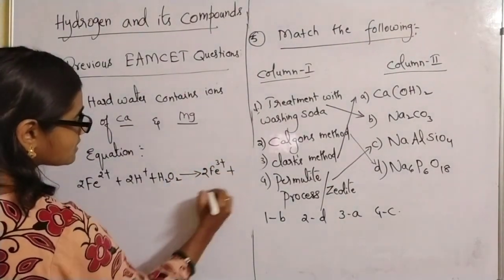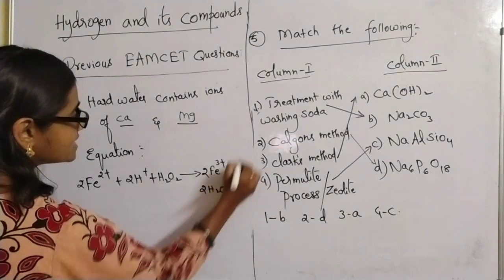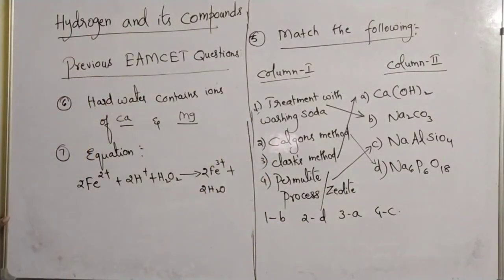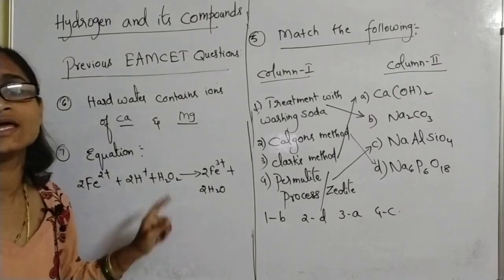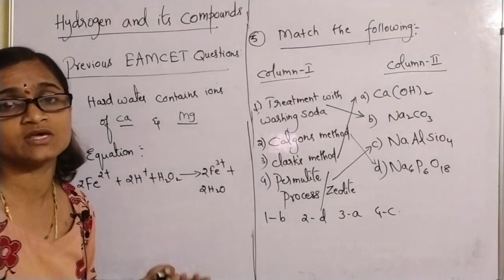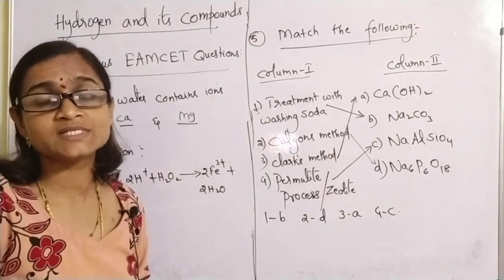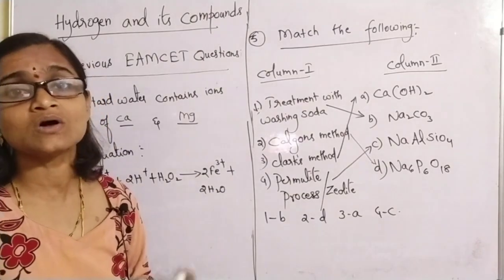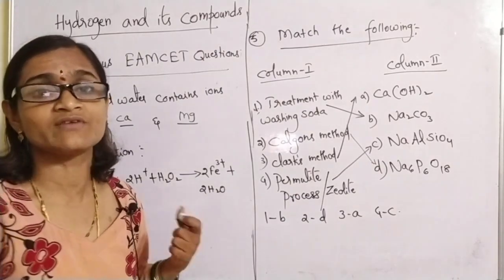2Fe3+ plus 2H2O. Like this, one equation is given. In this, H2O2 acts as what reagent? Is it acting as a reducing agent or an oxidizing agent? You have to check with that.